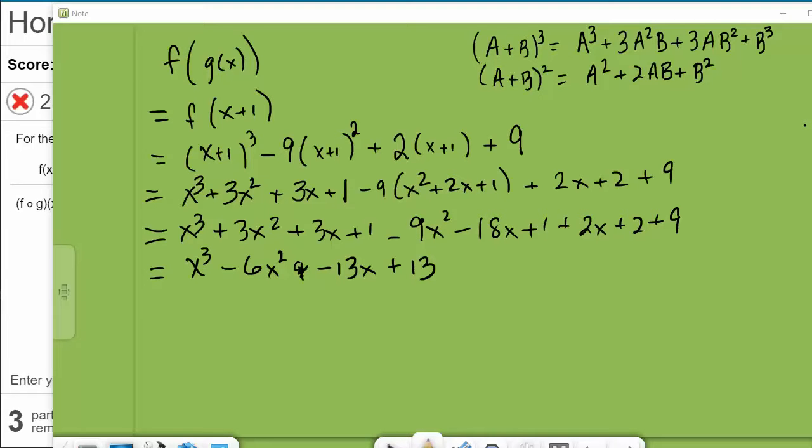Okay, I see where I made a mistake. When I distributed this negative 9, that should have been negative 9. So that would be 1 minus 9. Well, the minus 9 and plus 9 is 0. So 1 plus 2 is 3. So that should just be 3.